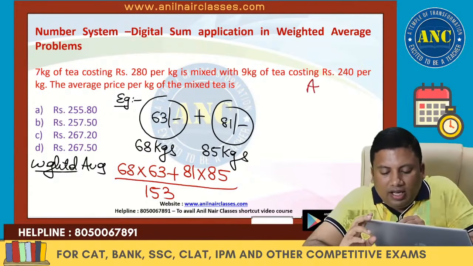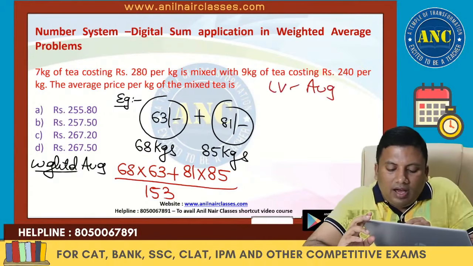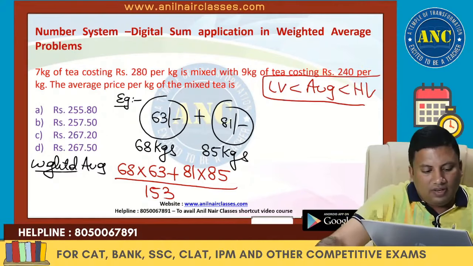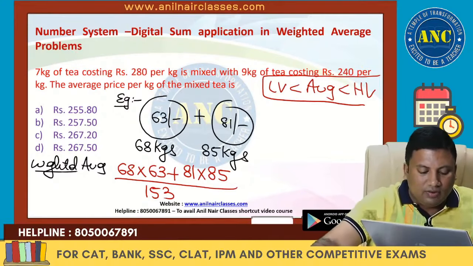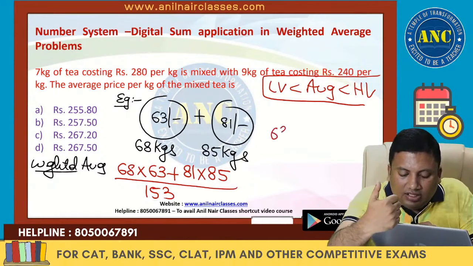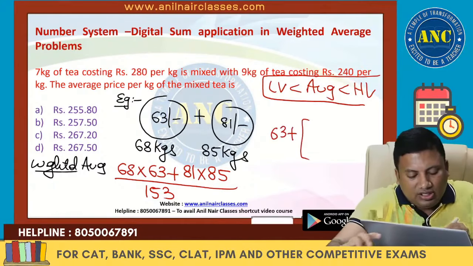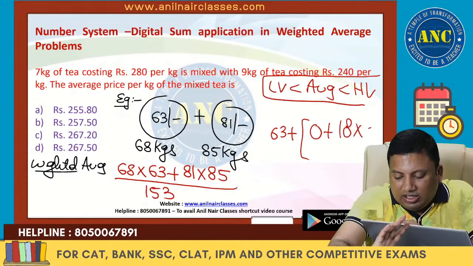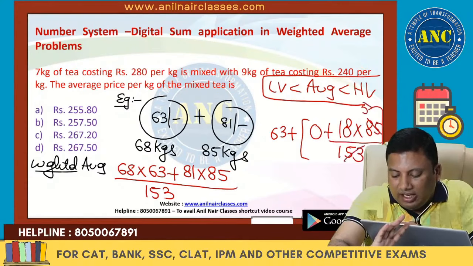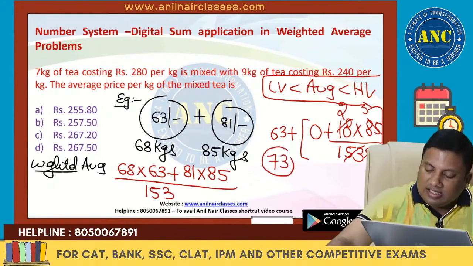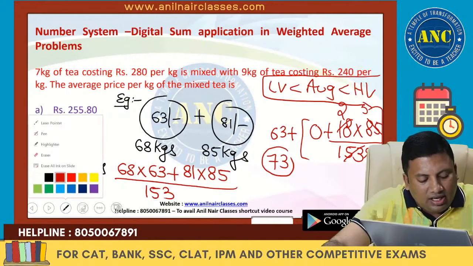Now see here, average always lies between the lowest value and the highest value. Am I right? If you see here, for 68 kgs at 63, the average is greater than the lowest value. At 63, deviation is 0. At 81, compared to 63, deviation is 18. 18 into 85 divided by 153. 17 5s are 85, 17 9s are 153, so 9 1s are 9, 9 2s are 18. 63 plus 10, the answer is nothing but 73. In a single step you will get the answer.